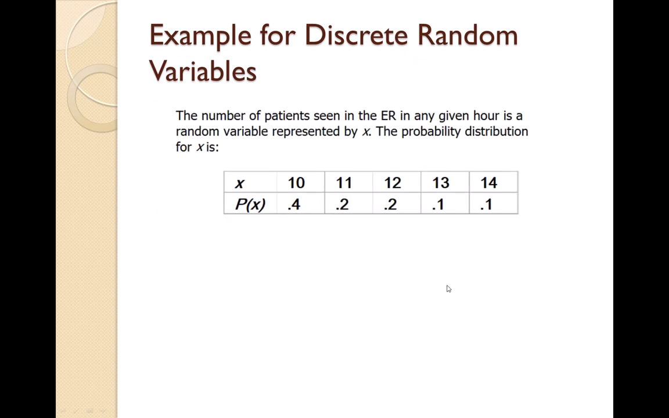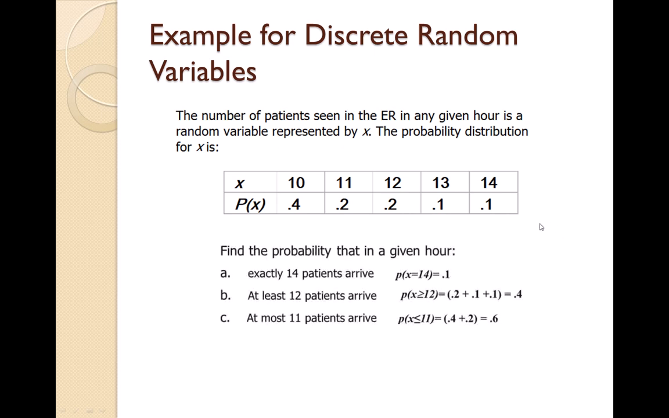So here's an example. The number of patients seen in the ER in any given hour is a random variable represented by x, so anywhere from 10 to 14, and there's nothing left out here, is what could show up in the ER, and here are the probabilities associated with it. So we'll just check: 0.4, 0.6, 0.8, 0.9, 1. That is a complete probability distribution. So we can start asking questions.